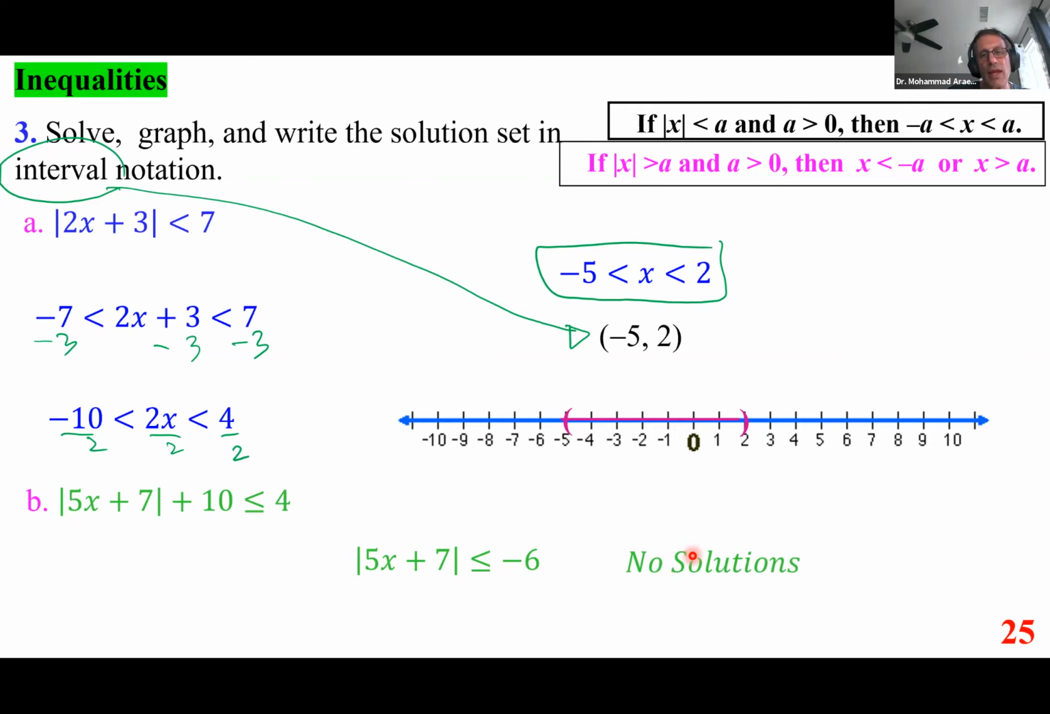I want to make sure everybody understands what's happening. When we say an absolute value is less than, or less than or equal to, a negative value, any negative value, the answer is no solutions. Why is that? Because an absolute value in the worst case is equal to 0. And 0 is larger than any negative number.